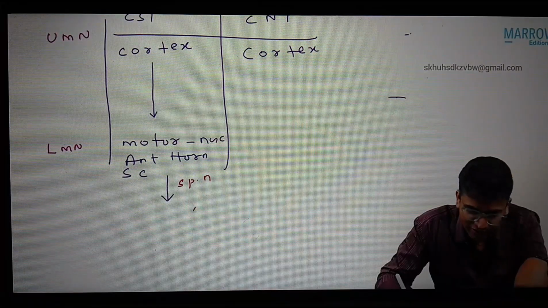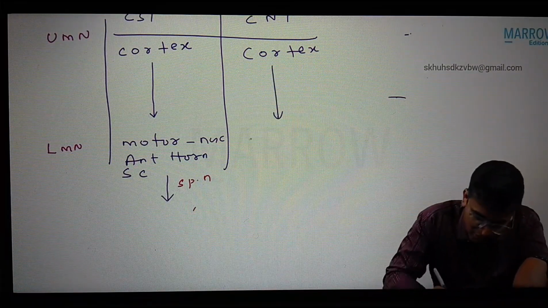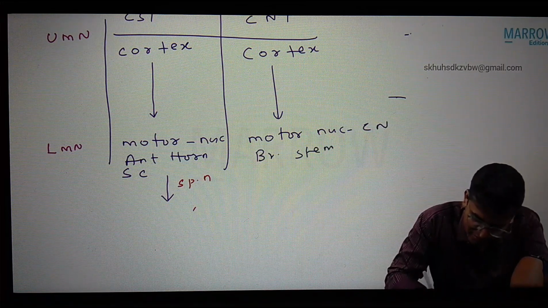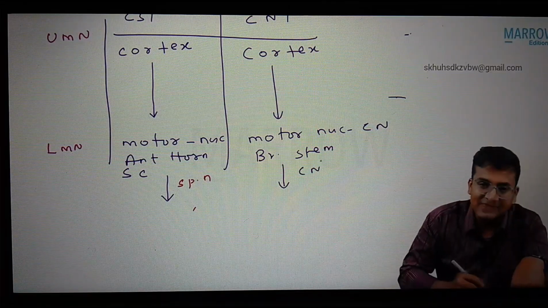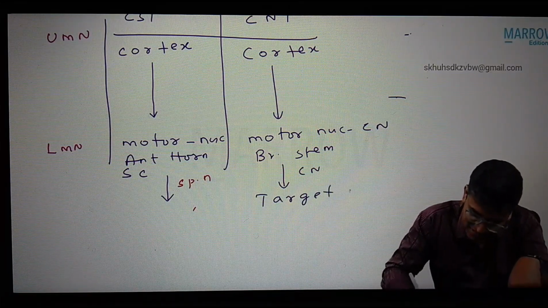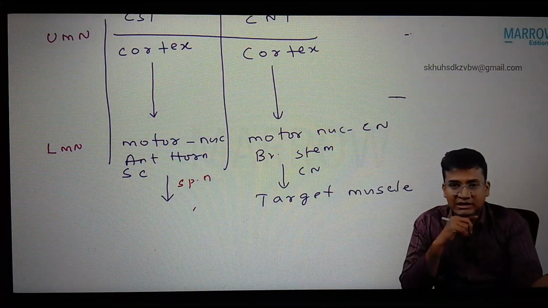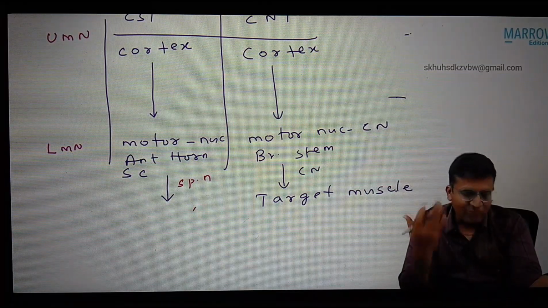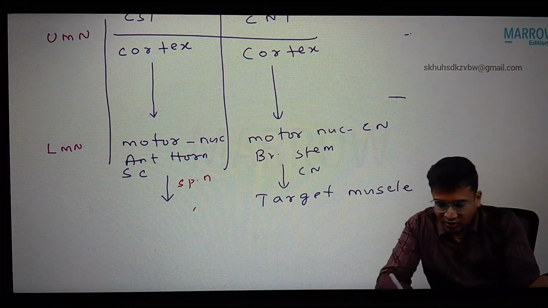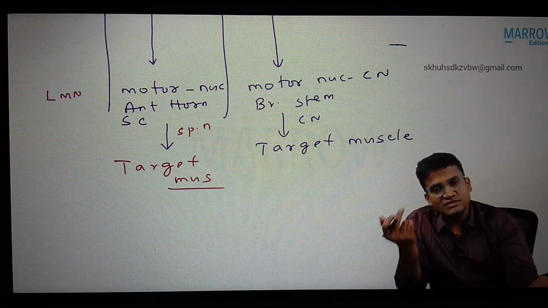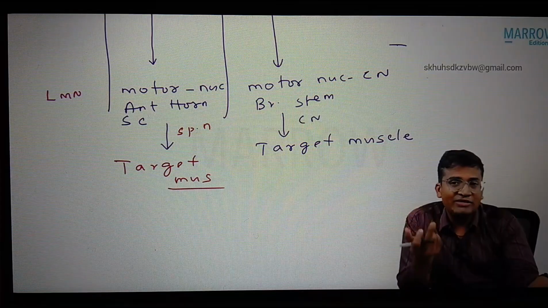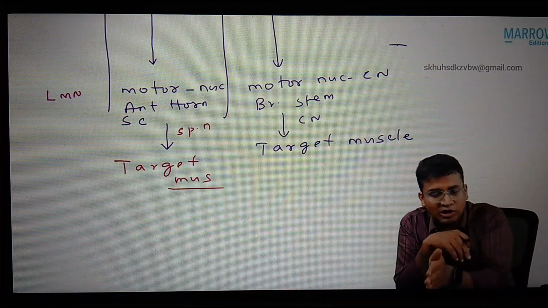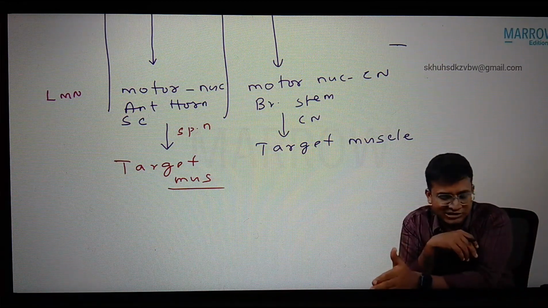Now what about the corticonuclear tract? The corticonuclear tract goes from the cortex to the motor nucleus of the cranial nerves in the brainstem. From the motor nucleus, the cranial nerves arise and in turn supply the target muscles. Clear? So the fibers from the upper motor neuron come to the lower motor neuron, and fibers from the lower motor neuron go to the target muscles. The upper motor neuron does not have direct control over the target muscles. It has influence over the lower motor neuron, and the lower motor neuron has the connection to the target muscles.